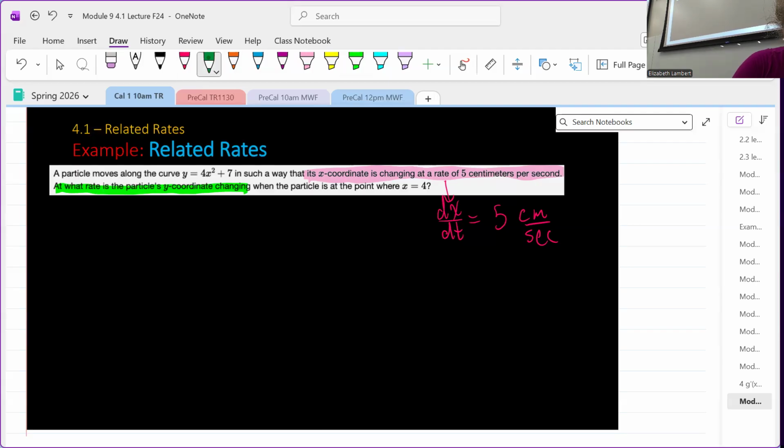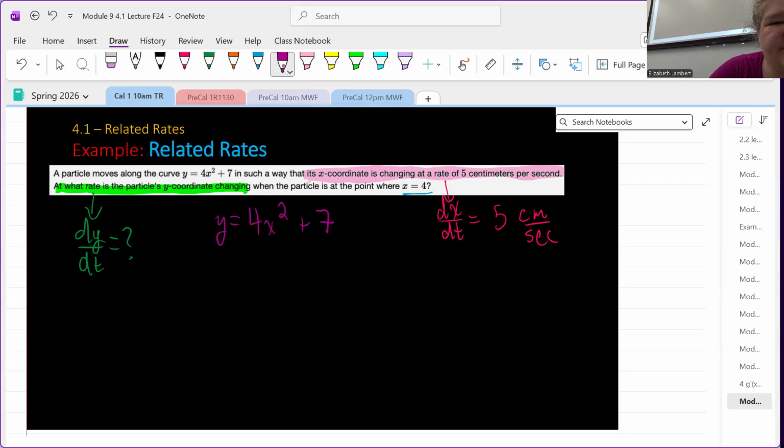Then they're asking at what rate is the particle's y coordinate changing? So that is dy/dt. That's our unknown that they want us to figure out. And then it says, when the particle is at the point where x equals 4, so x equals 4 is our freeze frame snapshot when we're looking at this. So let's start with our function. y equals 4x squared plus 7.